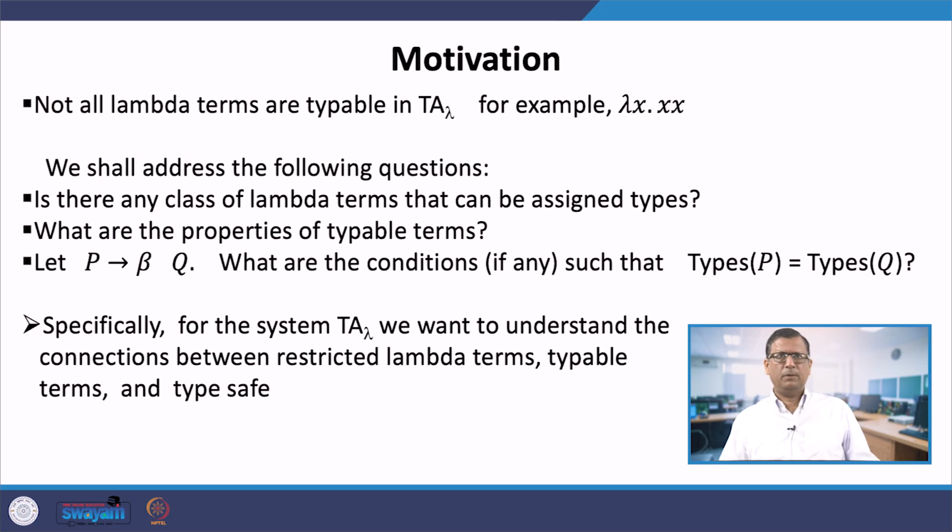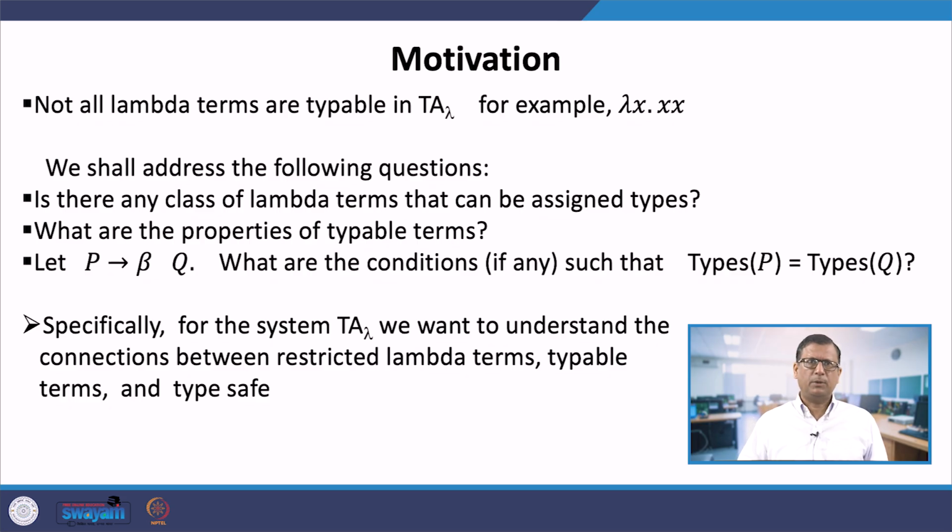So the motivation for studying restricted lambda terms comes from the following. We have seen that not all lambda terms are typeable in TL lambda. For example, lambda x dot xx is not a typeable term in TL lambda. We shall address the following questions. Is there any class of lambda terms that can be assigned types? What are the properties of typeable terms?